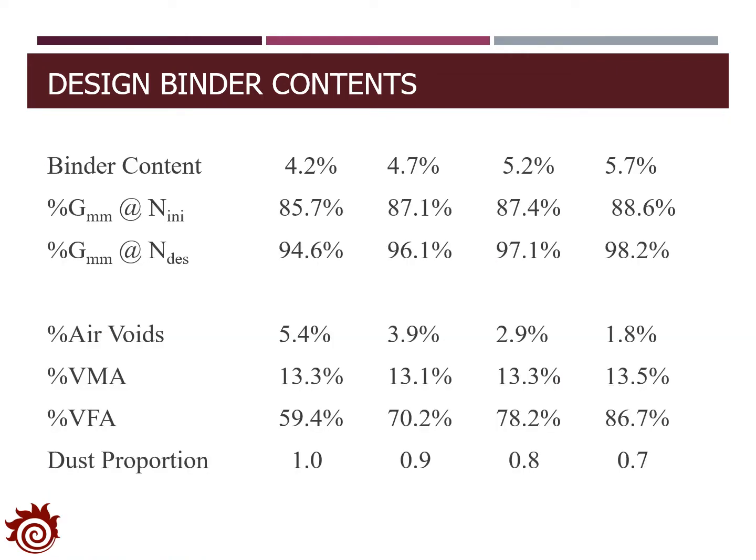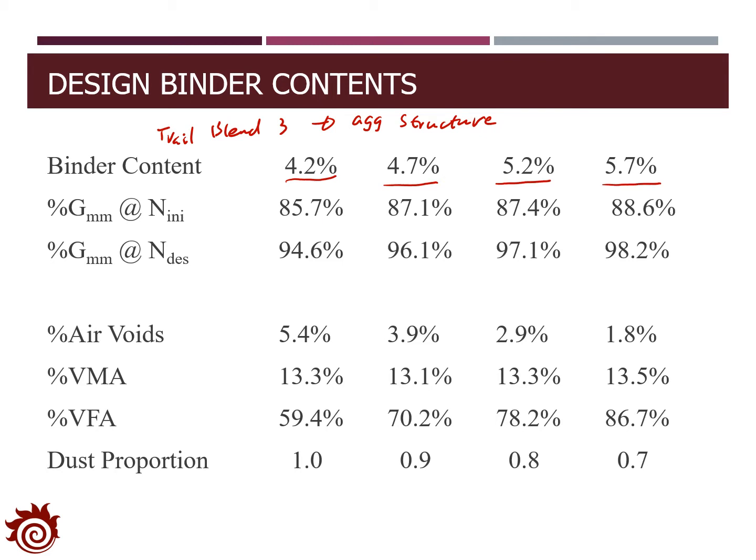Here we can look at the example in Note 16 for the design of the binder contents. From the second step, we know that the trial blend 3 will be chosen as the aggregate structure. And we will use the aggregate with that gradation. In the third step, we will choose 4 different binder contents, 4.2%, 4.7%, 5.2%, and 5.7%.